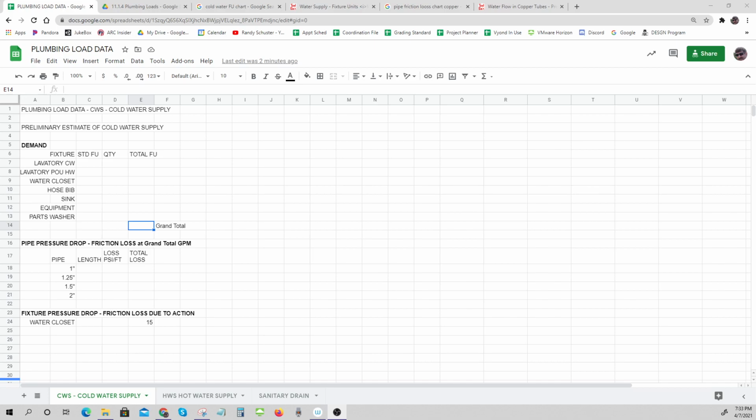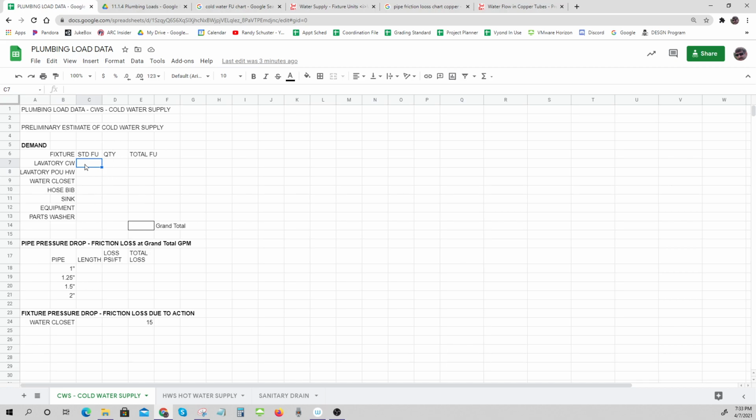Now let's look at the cold water supply for your plumbing load data. You'll see that there are fixtures. Lavatories are basically places where you wash your hands, a sink. CW is cold water. HW is hot water. Now we're using what's called point of use, where you just heat up the hot water right there.